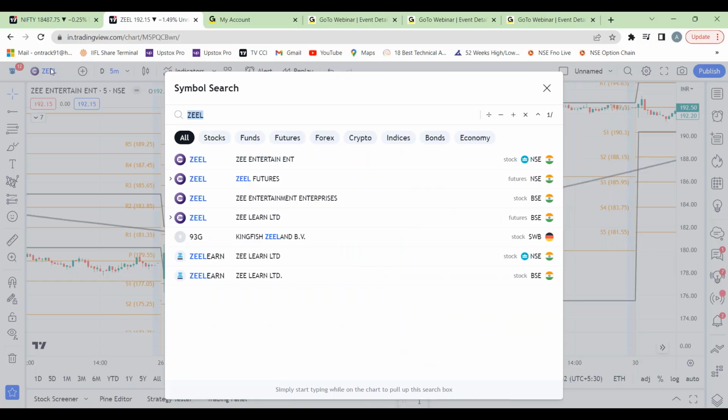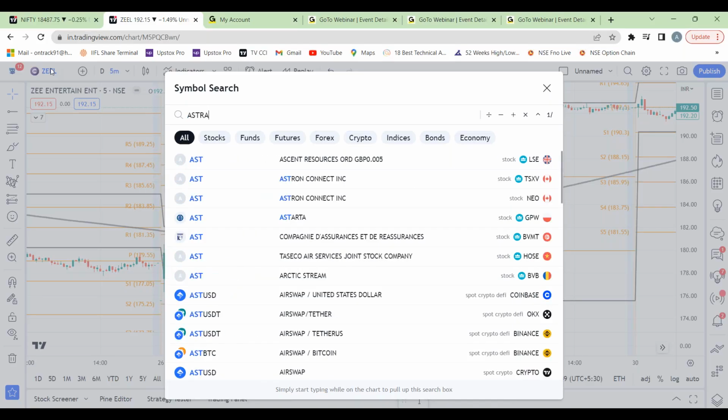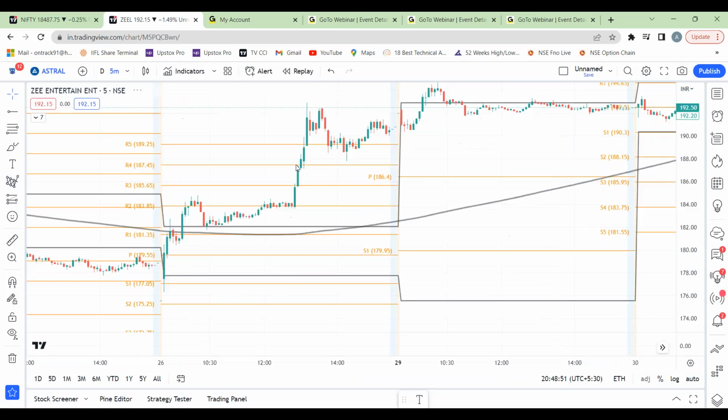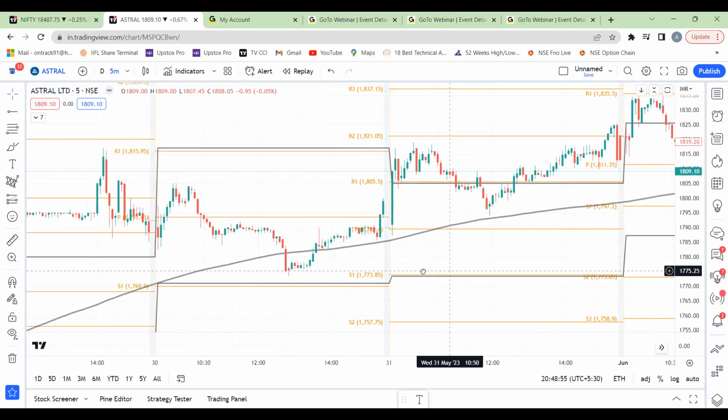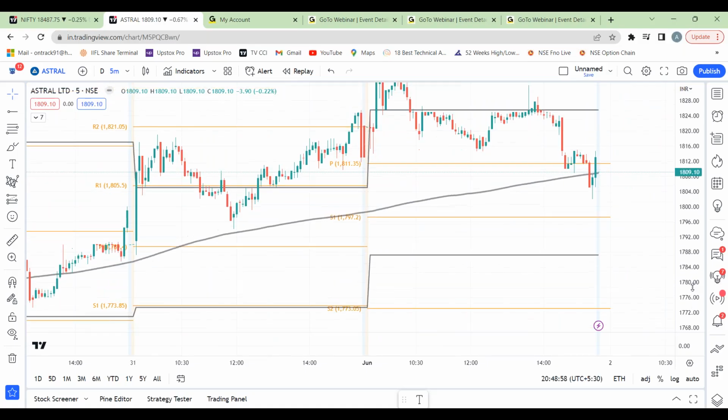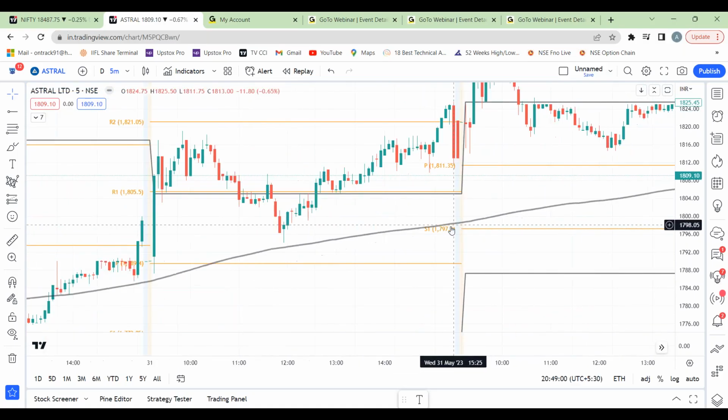Okay, now, we picked up Astral yesterday. Let's check what happened to this trade. Yes, you can see Astral, the trend of the stock starting right from pivots, going up and breaking previous day high. Again, a gorilla candle at the opening.